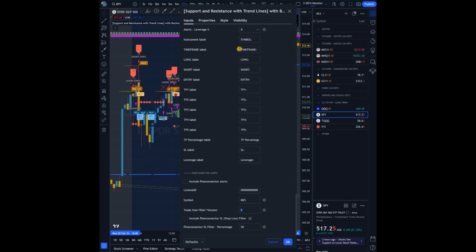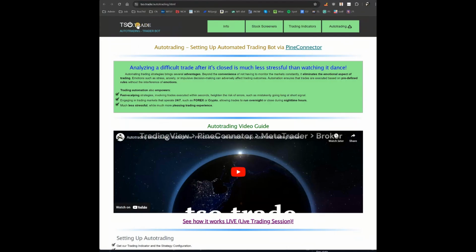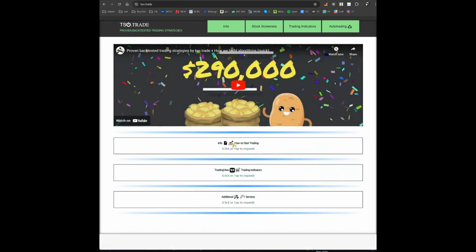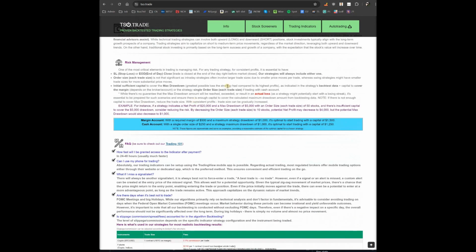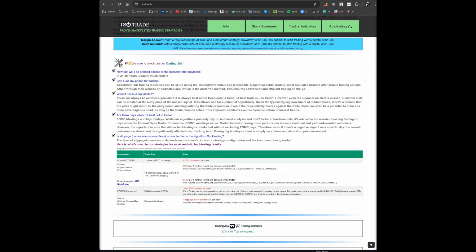So this is it for inputs. The properties, just make sure you use correct commission or slippage. You can find it on our website. We explain it on the main page under how to start trading, and in the FAQ section, also in Trading 101.